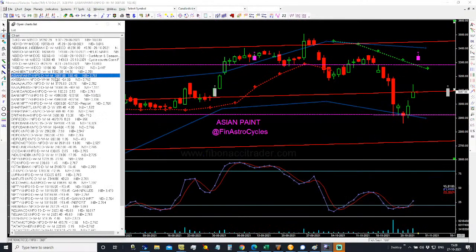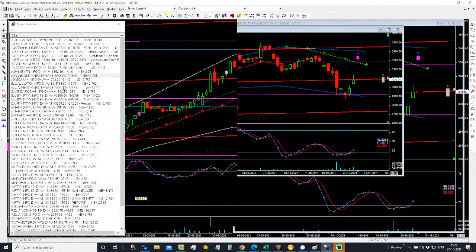Yesterday, I think I mentioned Asian Paints, and look at what happened today. Those who bought, manage your risk. It has rallied sharply, but it is also closing exactly at the midpoint. So manage your risk if you're long here.